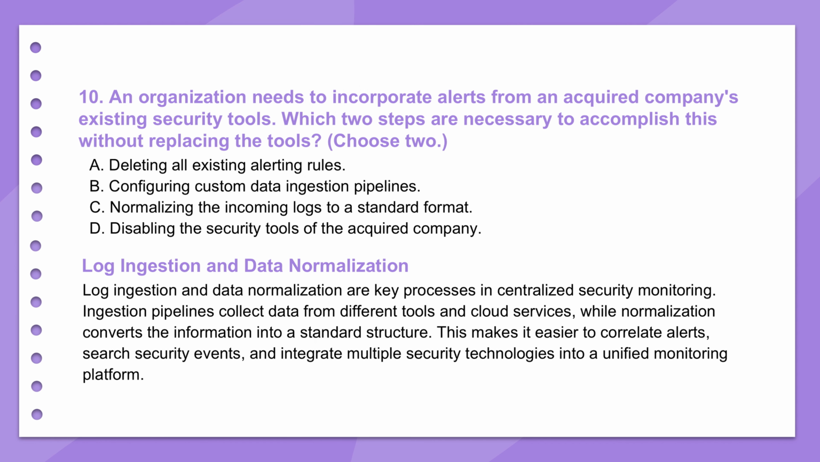Question 10. An organization needs to incorporate alerts from an acquired company's existing security tools. Which two steps are necessary to accomplish this without replacing the tools? A. Deleting all existing alerting rules. B. Configuring custom data ingestion pipelines. C. Normalizing the incoming logs to a standard format. D. Disabling the security tools of the acquired company. The correct answers are B and C.